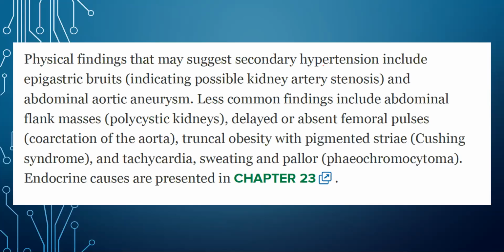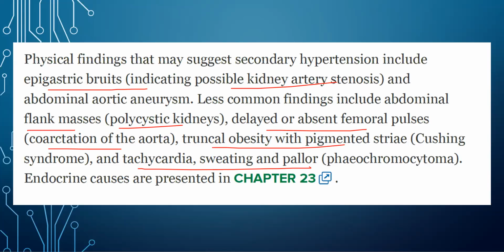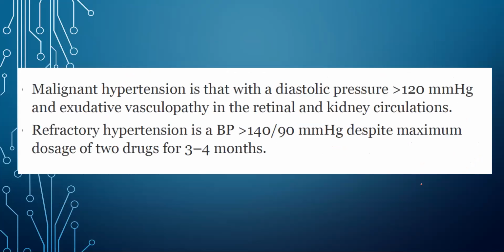So we already discussed physical findings that suggest secondary hypertension. One is an epigastric bruit or renal bruit that suggests renal artery stenosis. If you get a flank mass, it suggests polycystic kidney. Delayed femoral pulse suggests coarctation of aorta. Truncal obesity with striae, Cushing syndrome. Episodic sweating, pallor, tachycardia, flushing of the face suggests pheochromocytoma. So all of these things will be discussed in their specific theory classes. So let's not worry about it at the moment.